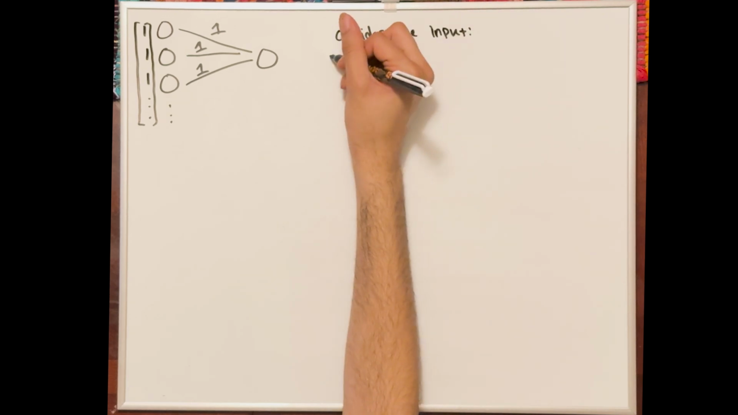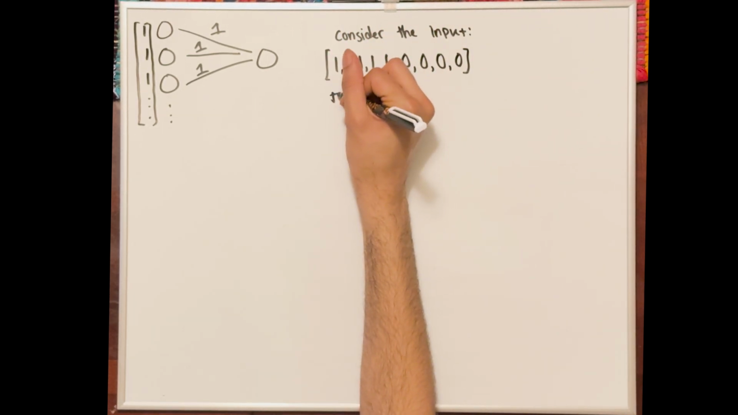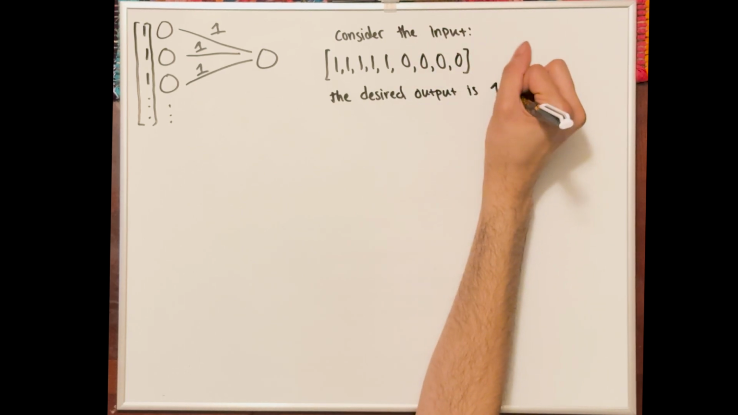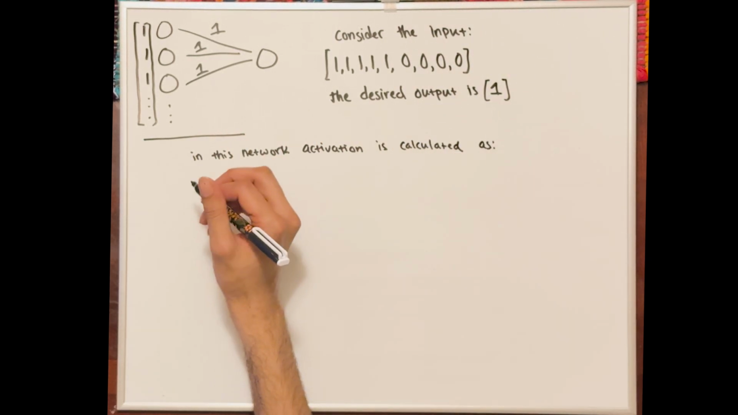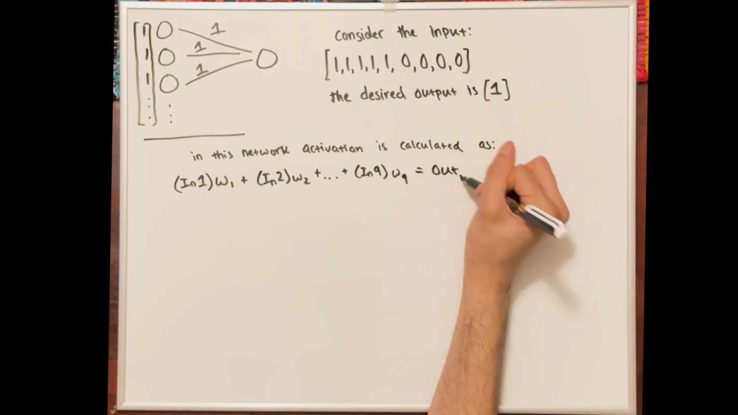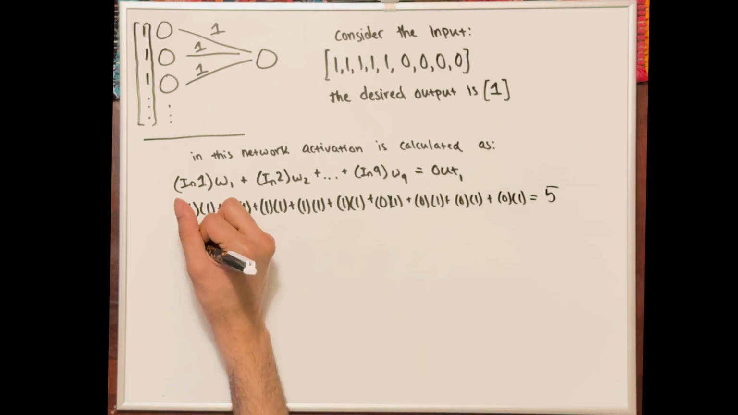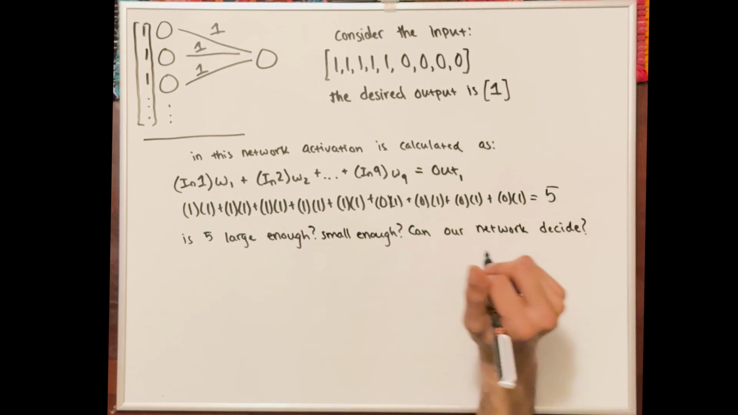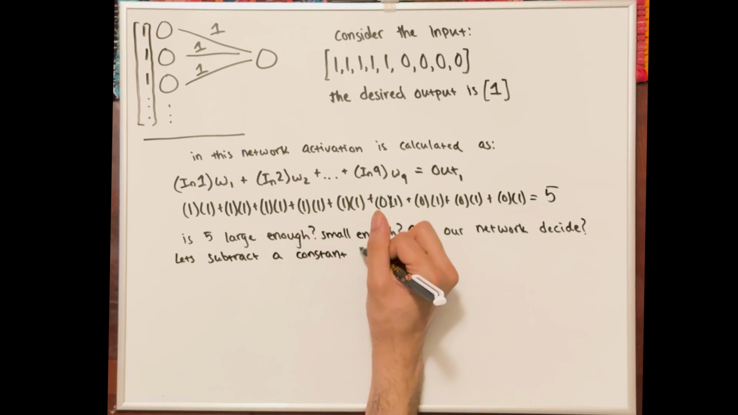Let's consider an example where we give this network an input of 5 ones and 4 zeros. In this case, the desired output is 1. In this new network, our weighted sum for the output unit is 5. Our network is adding up the inputs, but it's not able to declare a threshold for this sum. We need to give our network the ability to sort of analyze this sum.